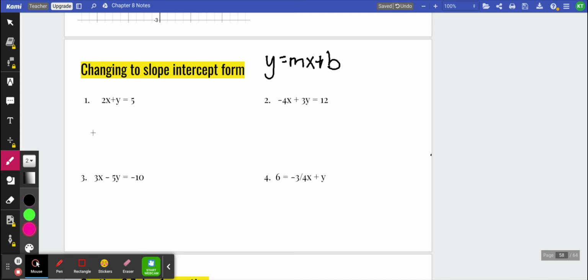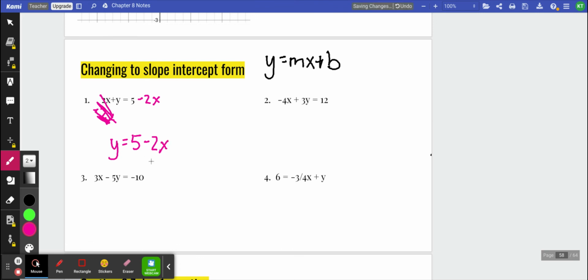All right, so let's see, right? We'll walk through these together. So to get y by itself here, right, I'm going to start by subtracting 2x to both sides, right? Because 2x minus 2x. And then that would leave me with y equals 5 minus 2x, right?